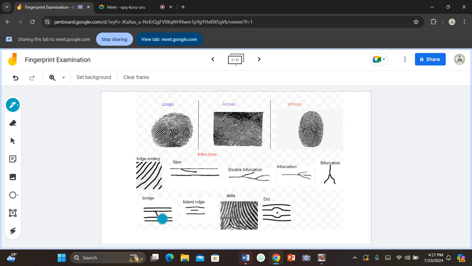A ridge that bridges two ridges, we call that a bridge. Now we also have ridge ending. That is where you have an approach ridge stoppage. The ridge is moving, but gets to a place and just stops like that. That is ridge ending.